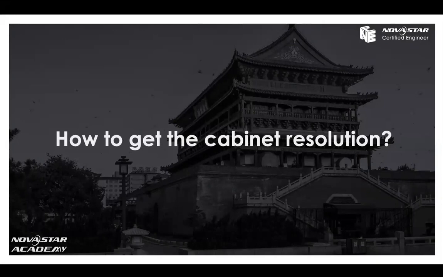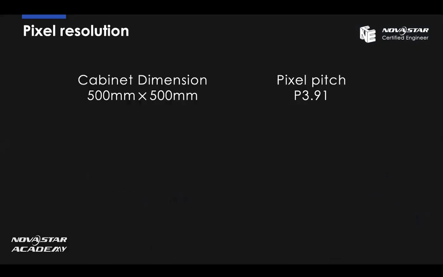When purchasing an LED screen from a manufacturer, we only know the physical size of the cabinet or module. So how do we get the cabinet resolution? I'll give you an example. The cabinet dimension is 500 millimeters by 500 millimeters. The pixel pitch is P3.91, which is very common for us. Let's see how we can get the cabinet pixel resolution.